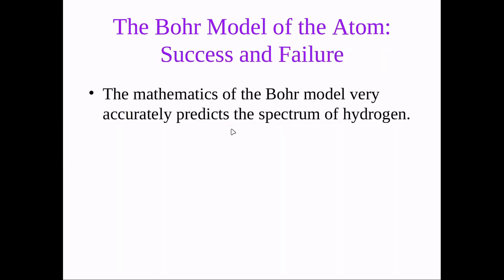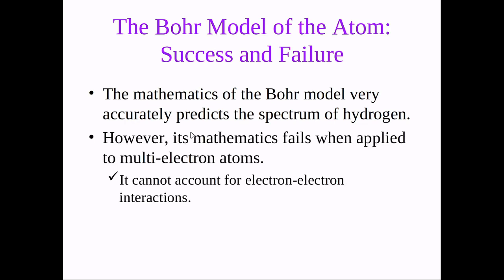The mathematics of the Bohr model very accurately predicts the spectrum of hydrogen. There's something called the Rydberg equation that we can use to predict this. But it starts to fail when it's applied to multi-electron atoms. Okay, and the reason for that is that the only reason we can do it for hydrogen is because there's only one electron. Once we have electron-electron interactions, we can't use the same math that Bohr did and get reliable predictions. And so we needed a better theory, and that's where quantum mechanics comes in.